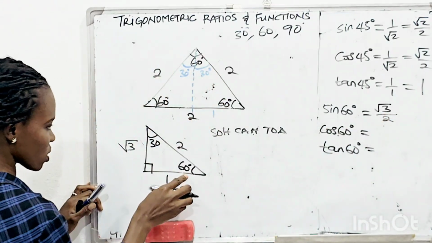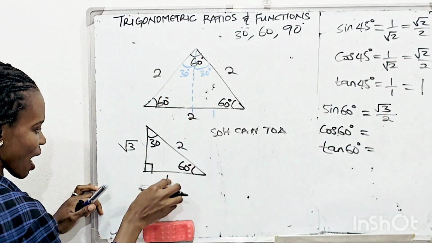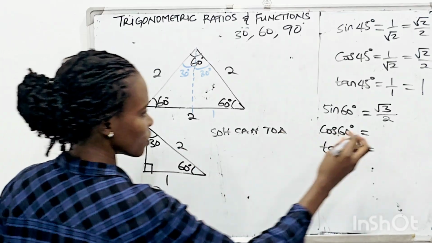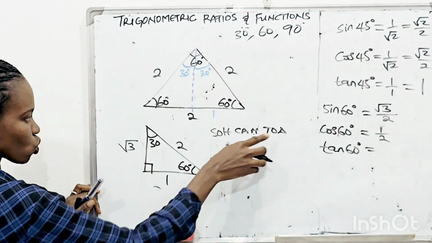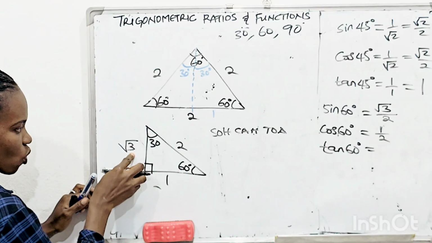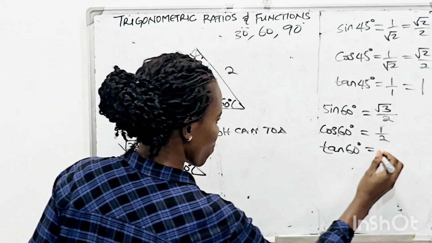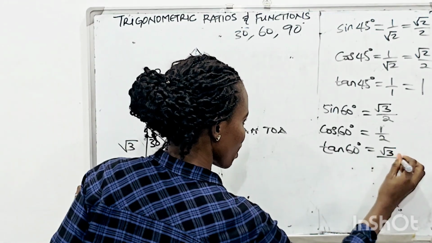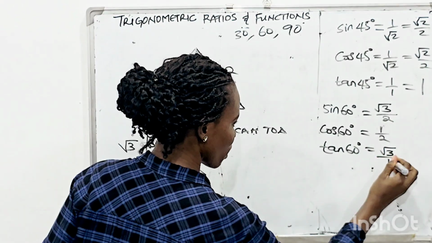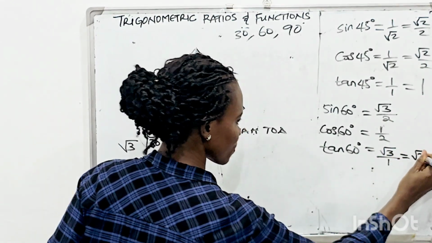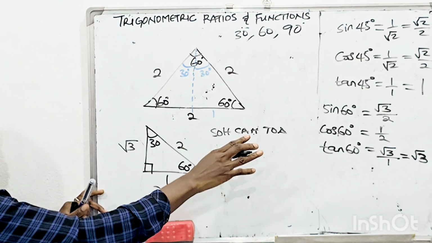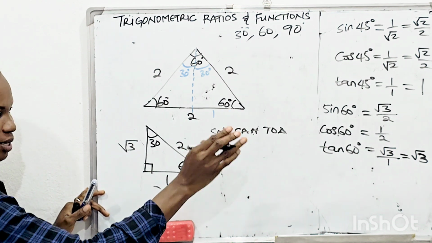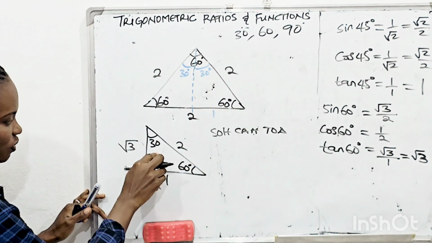Cos is CAH, adjacent over hypotenuse. Then TOA, opposite over adjacent. Opposite over adjacent. Adjacent is 1, which is root 3. Is that clear? Good. We are finished with sine, cos, tan of 60. So let's go to that of 30.